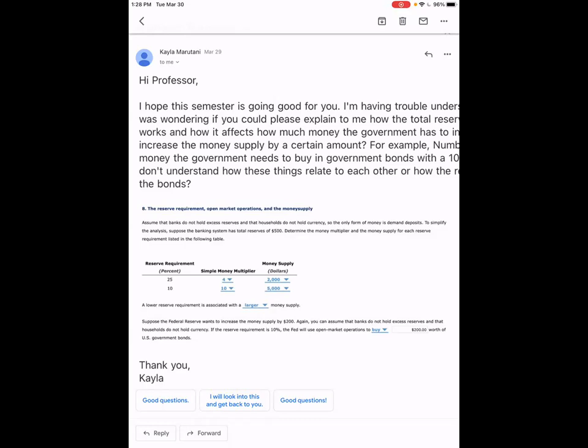But they're not going to buy $200 of bonds. They're actually only going to buy a fraction of that. If the reserve requirement is 10%, they only need to buy a tenth of that. In other words, 20. Then that 20 would be multiplied by the 10, the simple money multiplier, to get you the 200. Okay, I think that takes care of that.